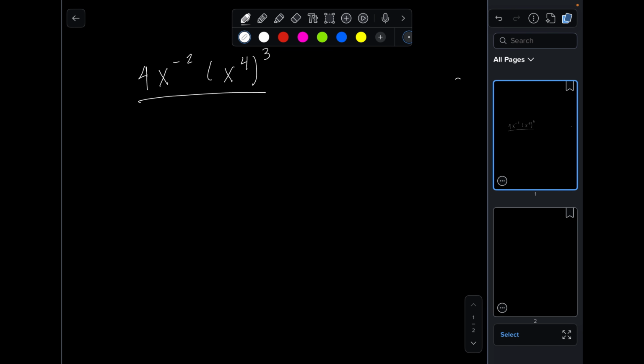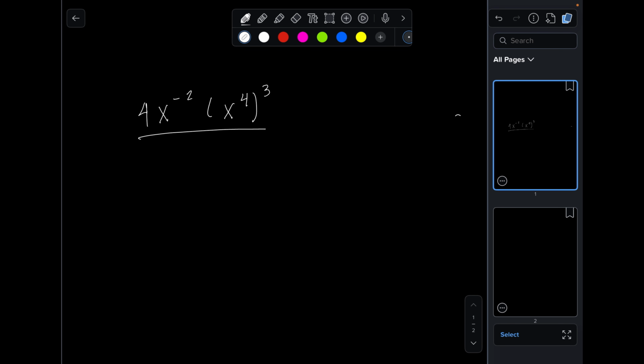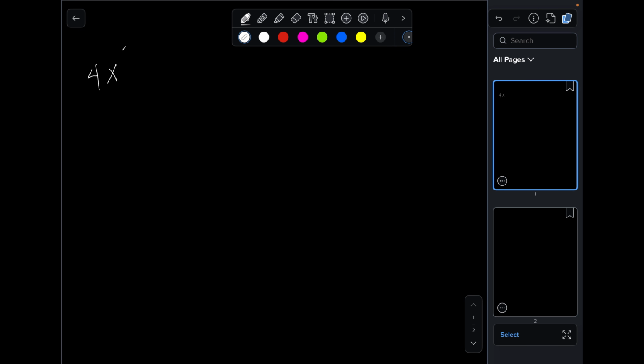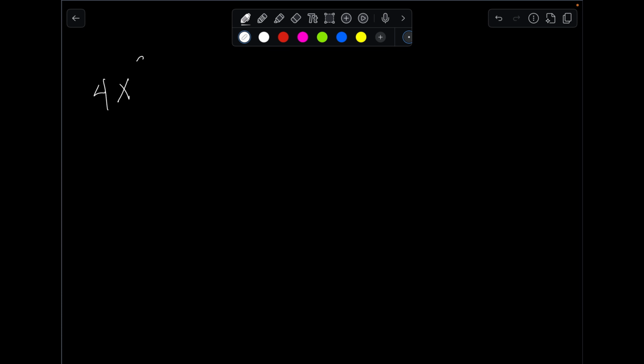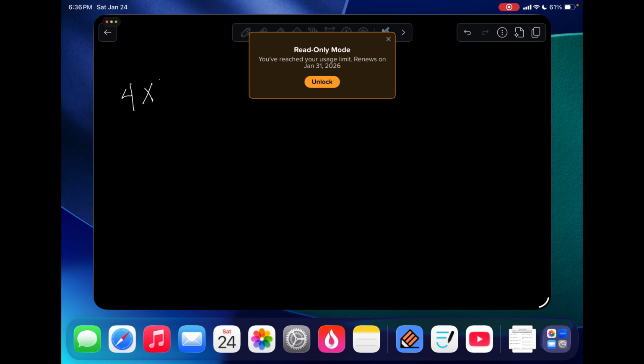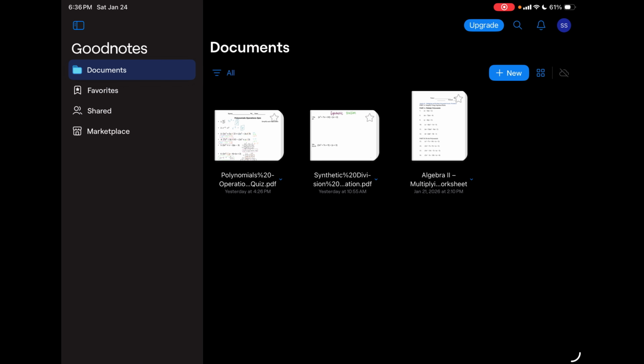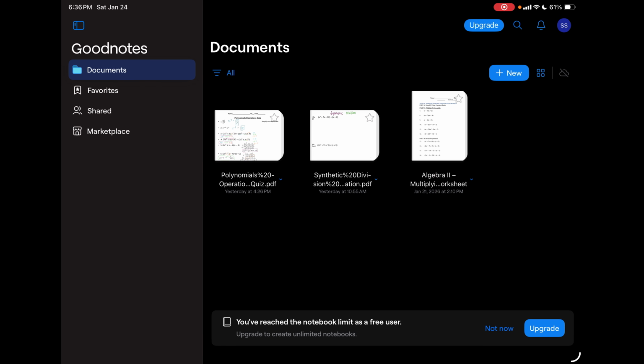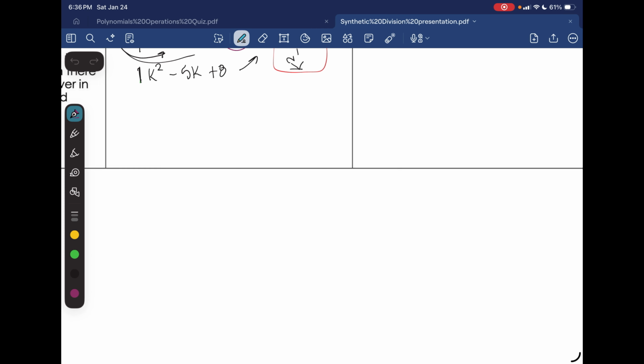One second, let me get this over more because I'm running out of room when I do these big problems. Okay, 4x to the negative. Okay, let me go to Good Notes. Good Notes does not do this to me. They're being super weird. Okay.